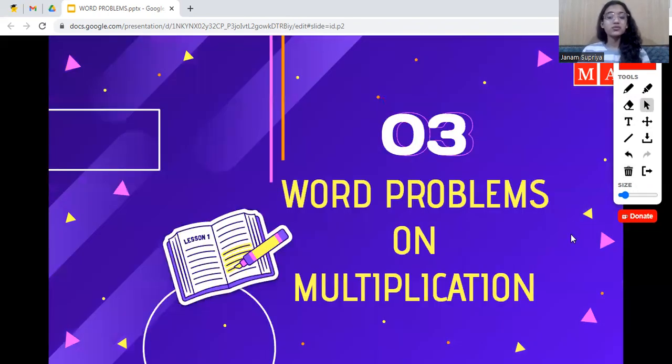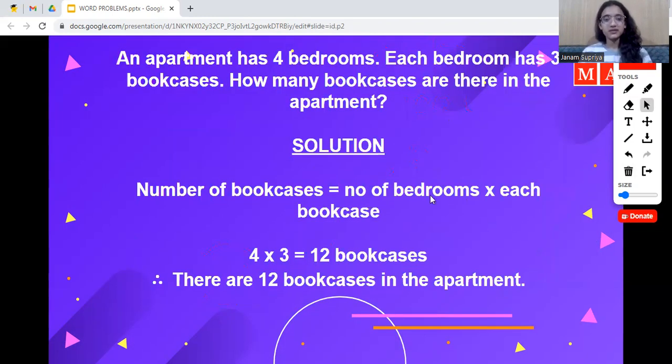Now we will be moving on to word problems on multiplication. Let's see some word problems where we will be using multiplication. The first question is: an apartment has 4 bedrooms, and each bedroom has 3 bookcases. How many bookcases are in the apartment?